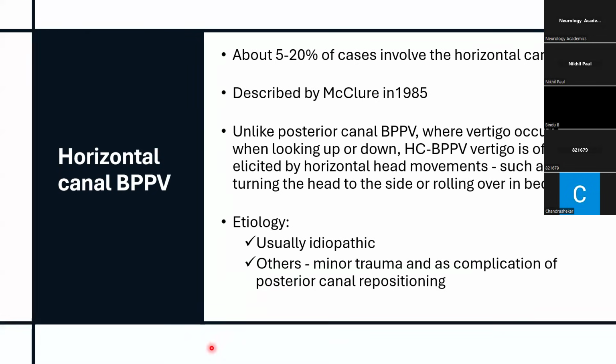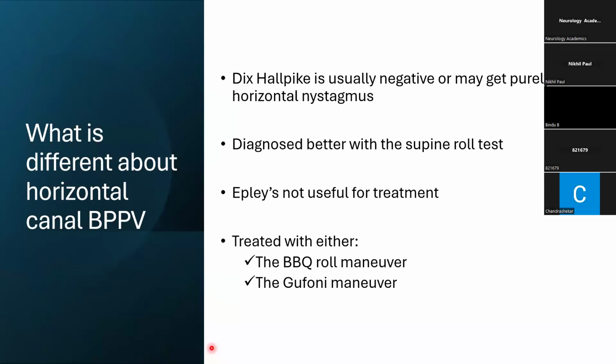horizontal canal BPPV. What is different about horizontal canal BPPV is that our Dix-Hallpike will usually be negative. Very rarely do we get a horizontal nystagmus. So we need to do a supine roll test. That is what I told earlier. In a patient who has typical positional vertigo, if the Dix-Hallpike is negative, we should always do this supine roll test to see that we are not missing a horizontal semicircular canal involvement.